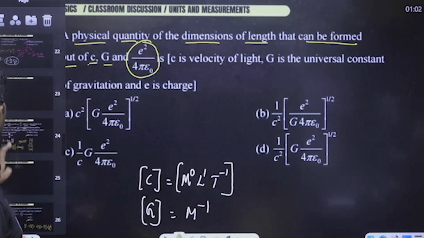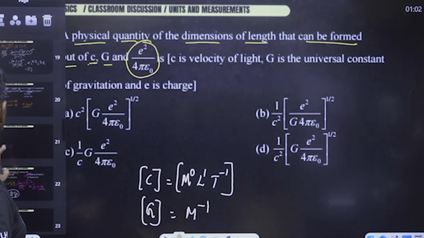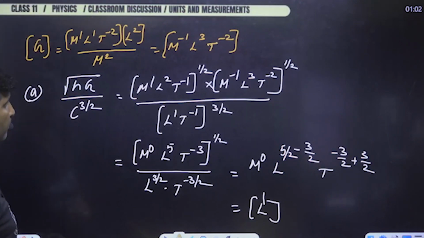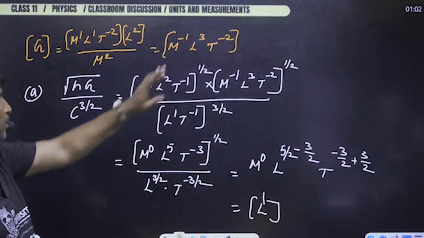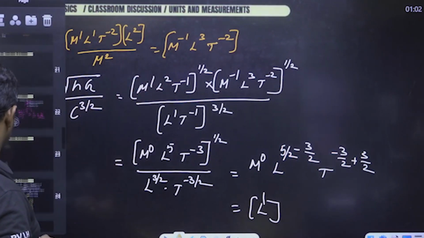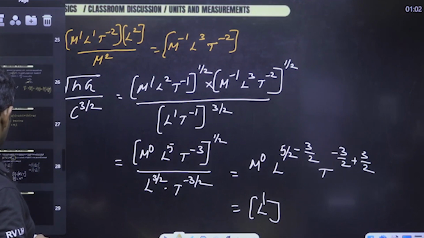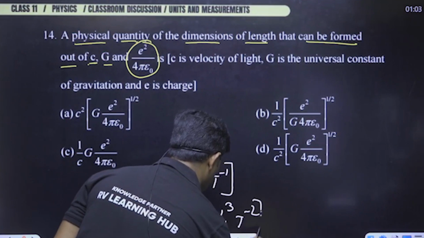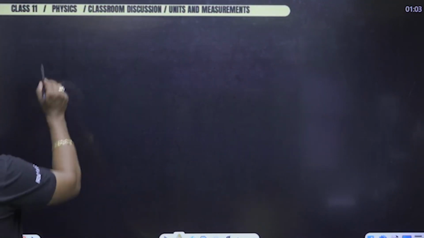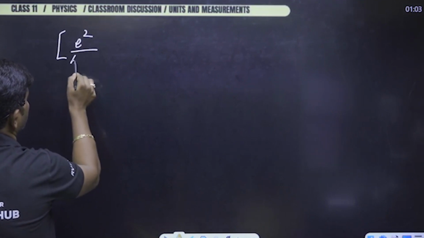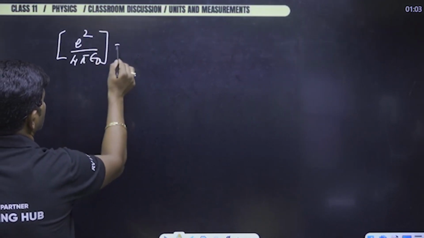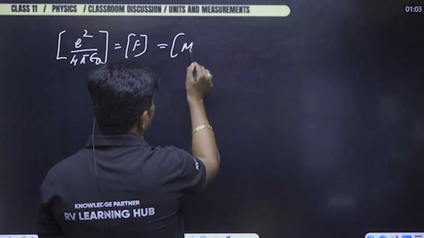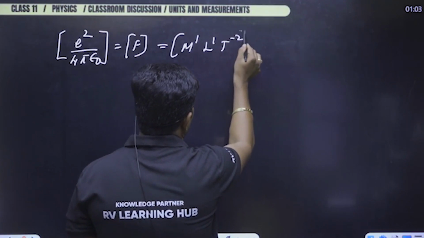Is it right or not? M power minus 1, and also see here, dimensions of this G. Dimension of G is M power minus 1, L power 3, T power minus 2. Is it right or not? L power 3, T power minus 2. Is it right? And similarly, what is the dimension of e square divided by 4 pi epsilon naught, which is nothing but dimensions of the force. So what is the dimension of force? We can say M power 1, L power 1, T power minus 2.